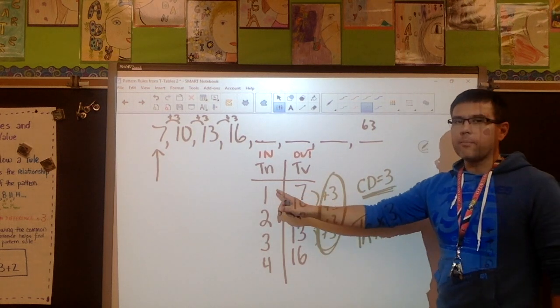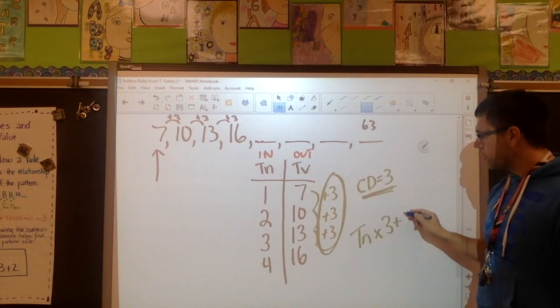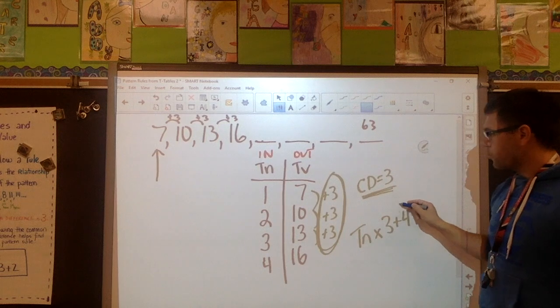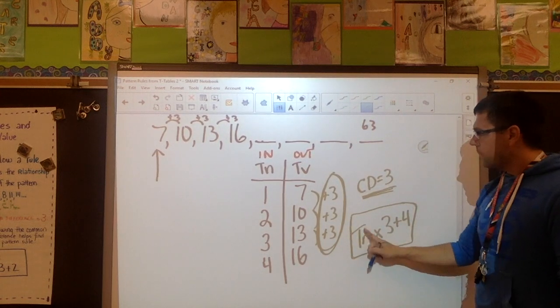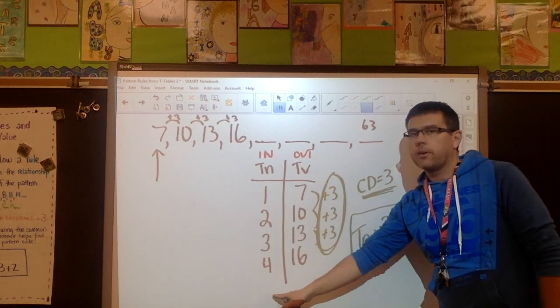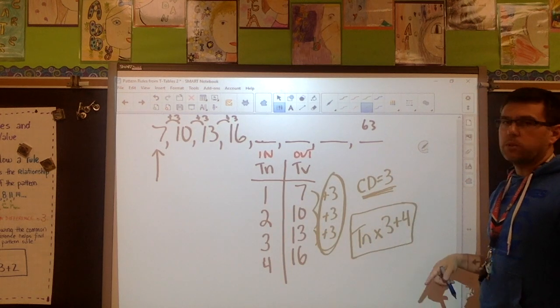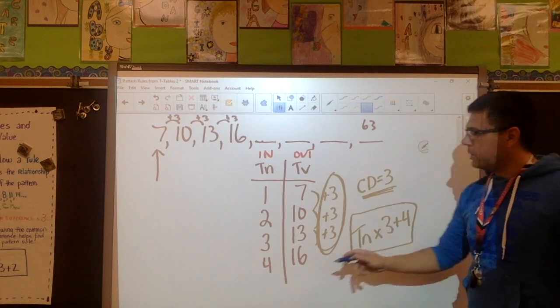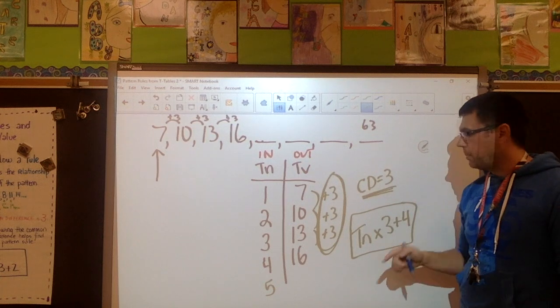So I must have done something else to this pattern rule. Well, how do I get from 3 to 7? I must have added 4. So that's the second part of the pattern rule. The pattern rule for this whole table is take whatever term number you're at, multiply it by 3, and add 4 to it.